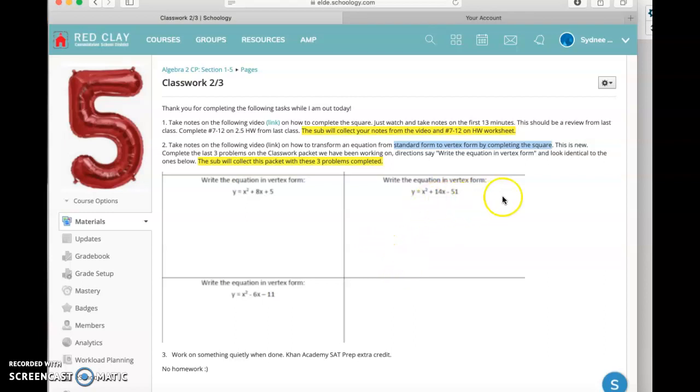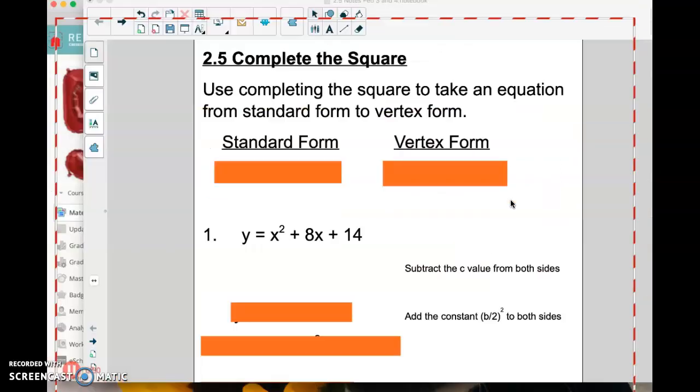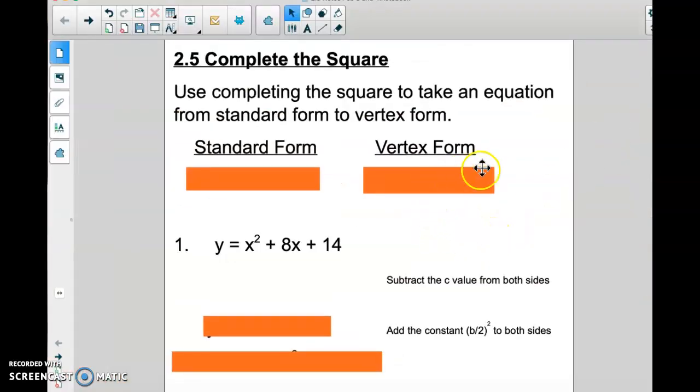So you can take these notes starting on a note sheet if you want, back to regular notes, and it's still 2.5 completing the square. We use completing the square to take an equation from standard form to vertex form. So let's just talk about standard form. At this point, we would have known standard form is this. So if you want to copy this down, y equals ax squared plus bx plus c.